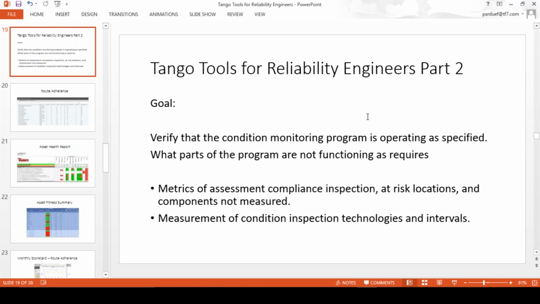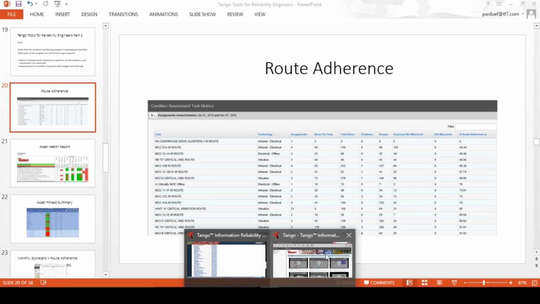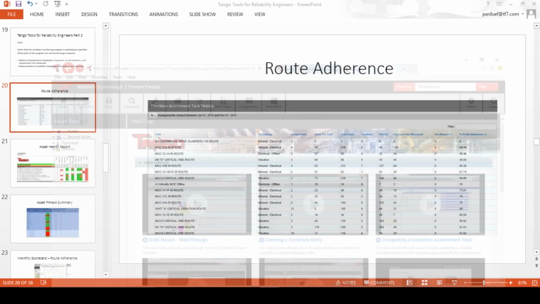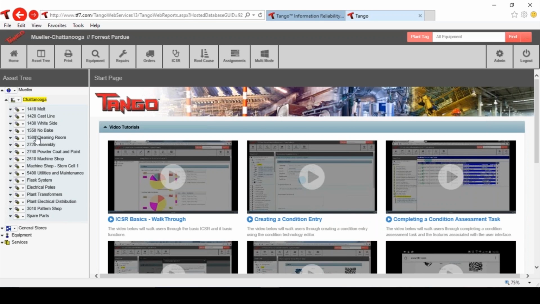Now this week we're moving to part 2, and I think this has got 5 or 6 parts to it. So there's a bunch of things we're going to talk about, but this is really about how you manage your predictive maintenance, your condition-based maintenance program. How do you know that you're doing what you say you're going to do, and following the priorities and goals of the management? Route adherence is one of the items we're going to talk about.